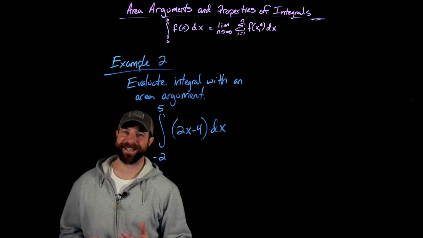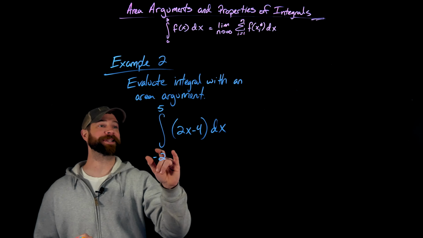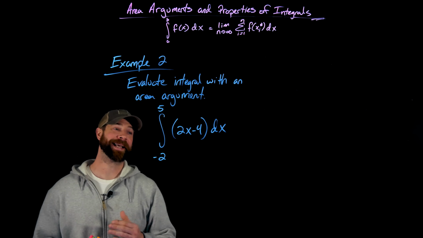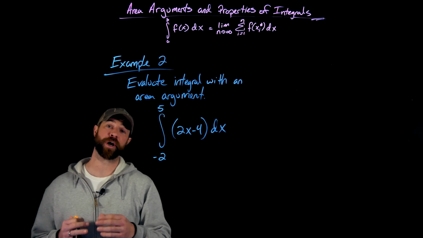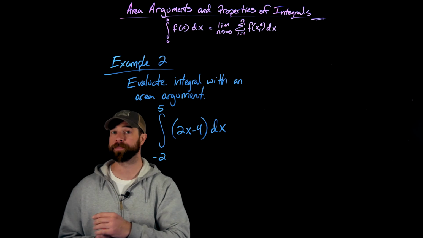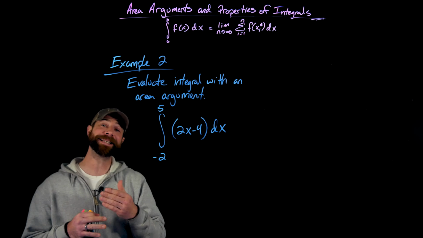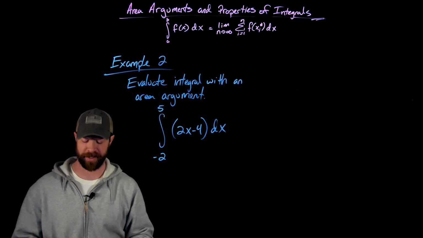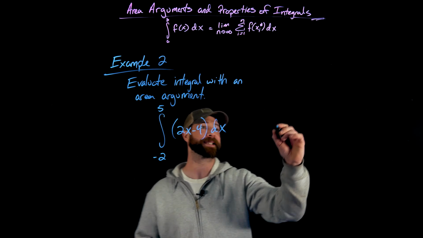All right, in our second example, we're being asked to evaluate the integral of 2x minus 4 from -2 to 5. Again, what I'm going to employ is this argument of area. Importantly to this conversation that was not in the previous one, we need to deal with these negative and positive area values that we talked about at the beginning of this video. So first and foremost, let's sketch a graph of this.